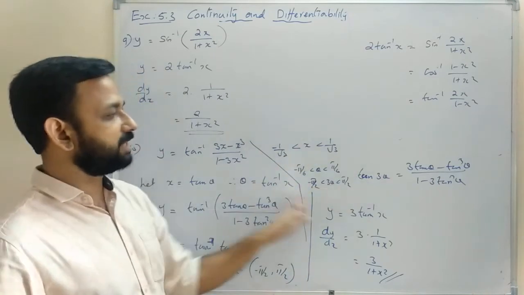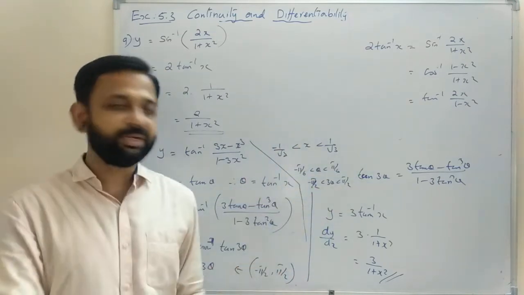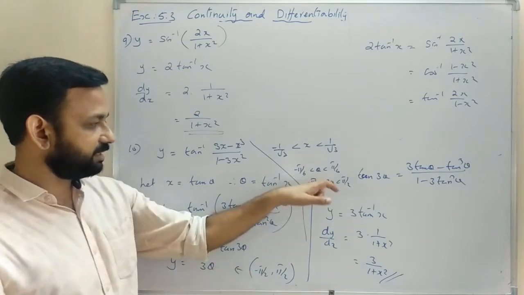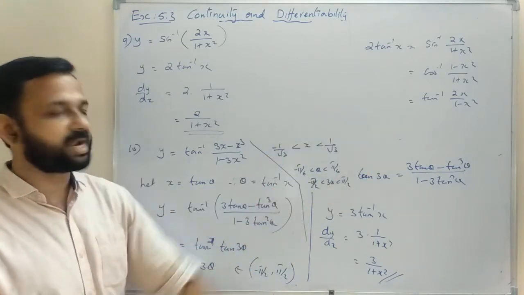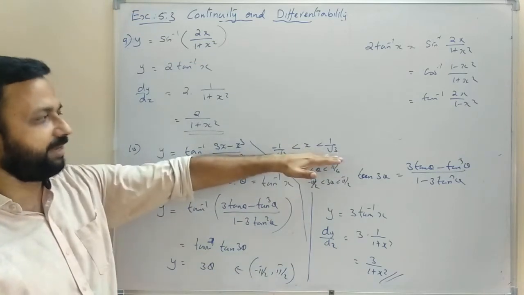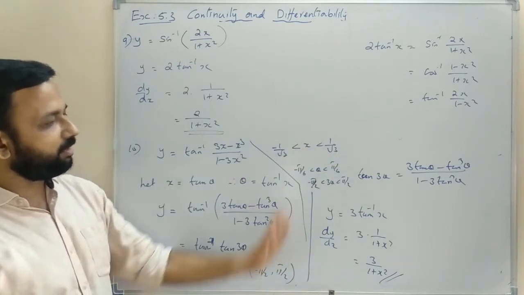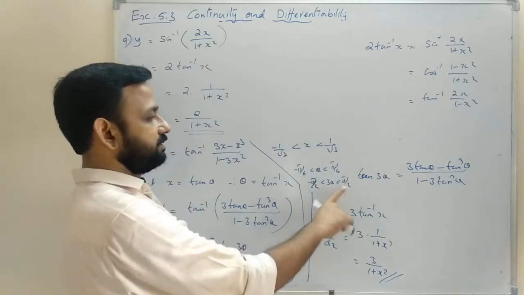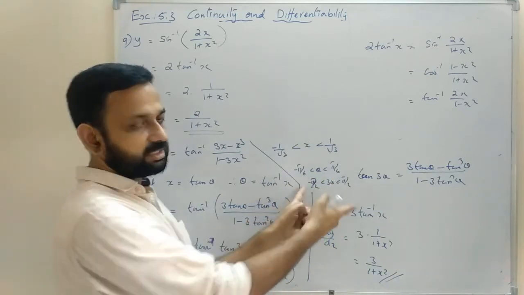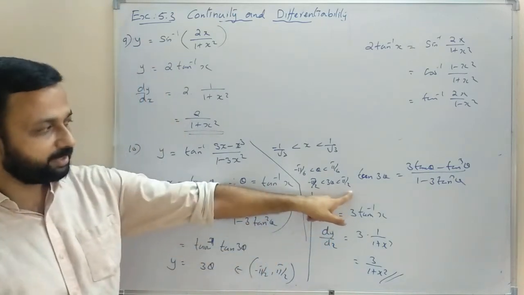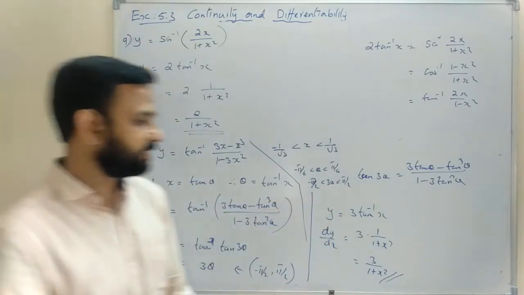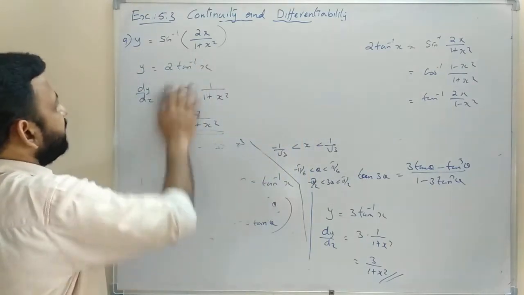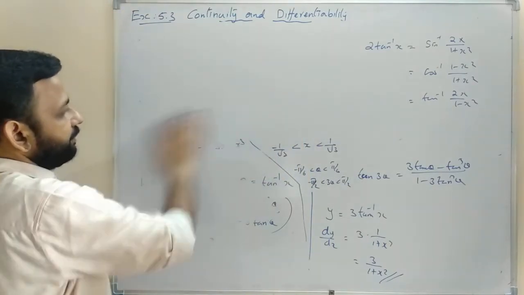But in every question that interval will satisfy, so no need to check whether 3 theta lies in the principal value branch or not. In the question it will be given. Normally we don't show that 3 theta lies in that principal value branch. So here it is in the open interval between minus pi by 2 and pi by 2. So we got the answer. Now we have done question number 10. We will do the 11th question.